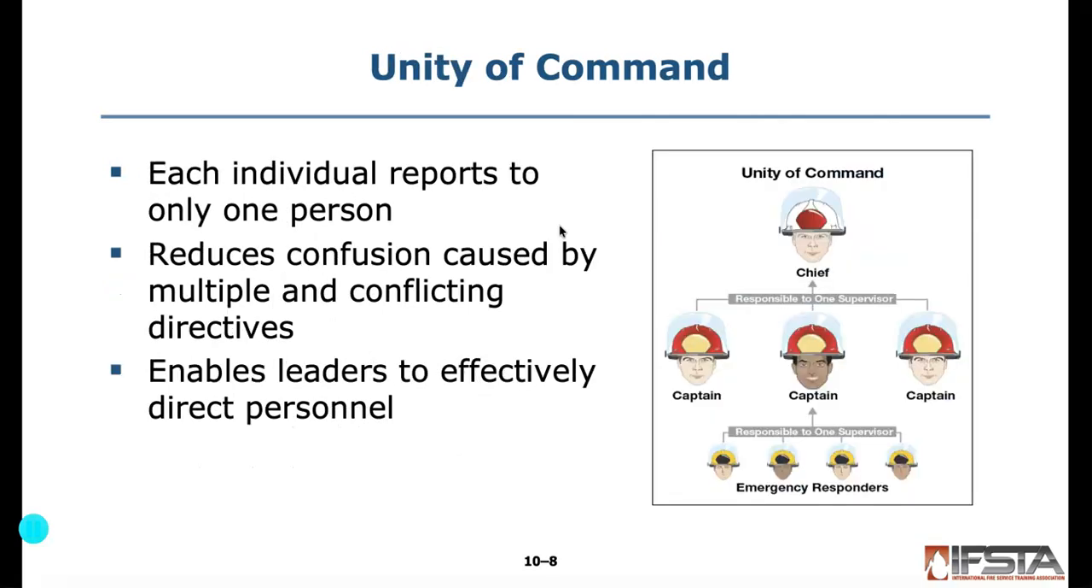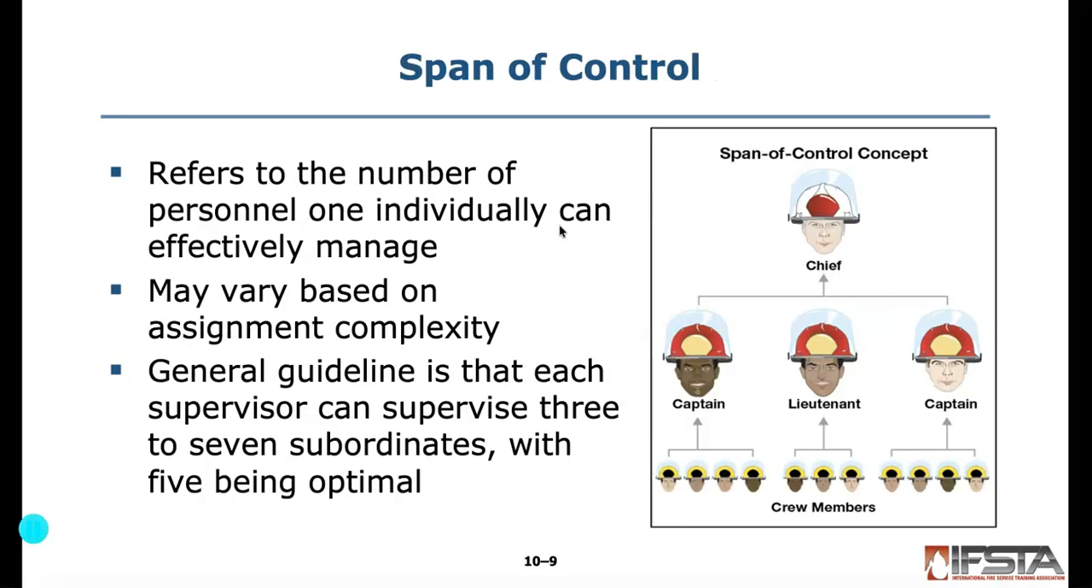Unity of command. Every individual is going to report to only one person. This reduces confusion caused by multiple or conflicting directives. This also enables our leaders to effectively direct their personnel. So your captain, you're on an engine, there's 4 of you on an engine or 3 of you, you're going to report to your captain. Your captain is going to report to a battalion chief, or some kind of chief officer. So that unity of command, the principle, is each individual reports to only one person.